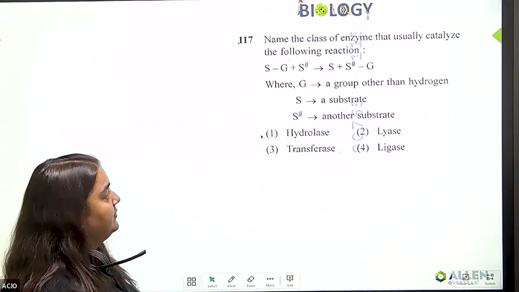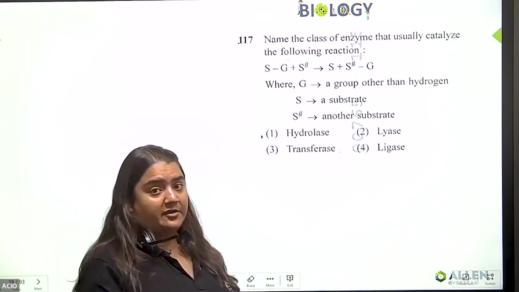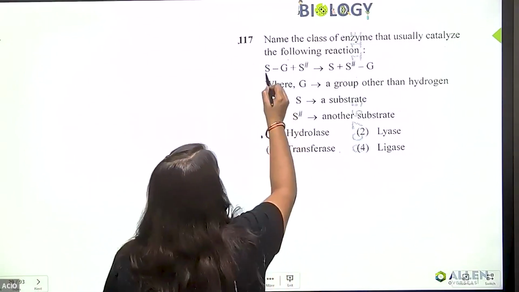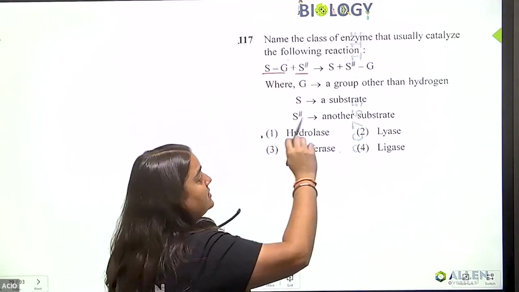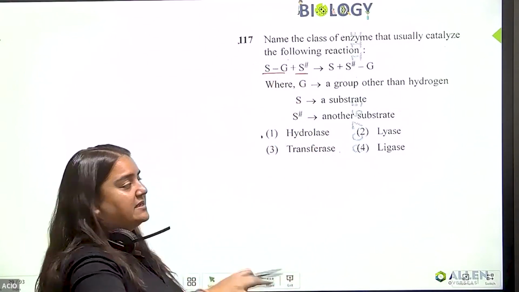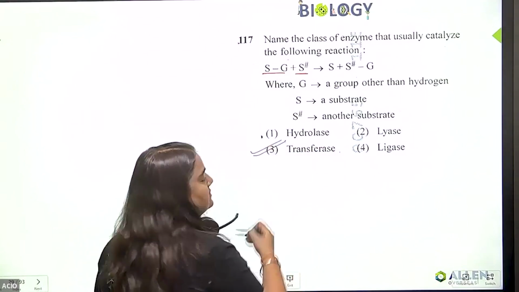Name the class of enzyme that usually catalyzes the following reaction. Over here, you can easily see the transfer of the group. Now, the S will come over here and the G will be going over there. So, when the transfer of group is taking place, the enzyme will be transferase.